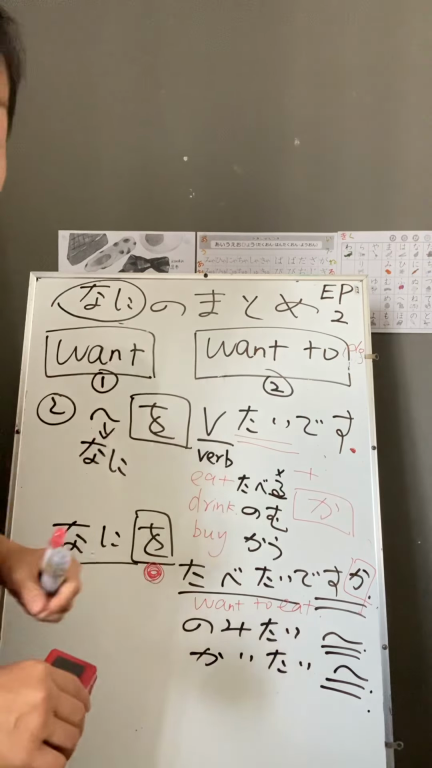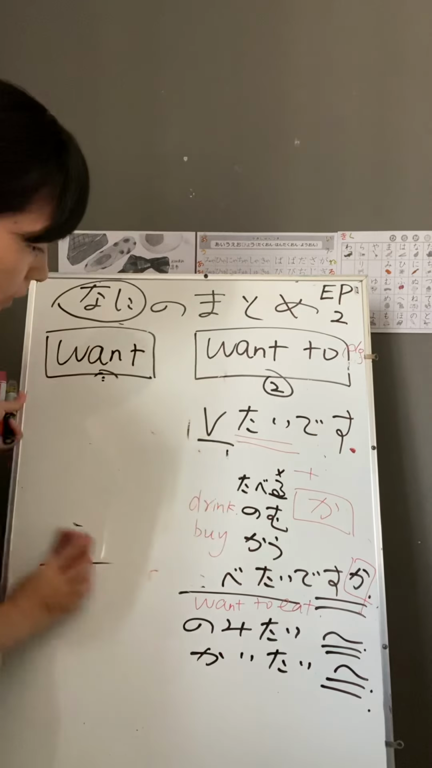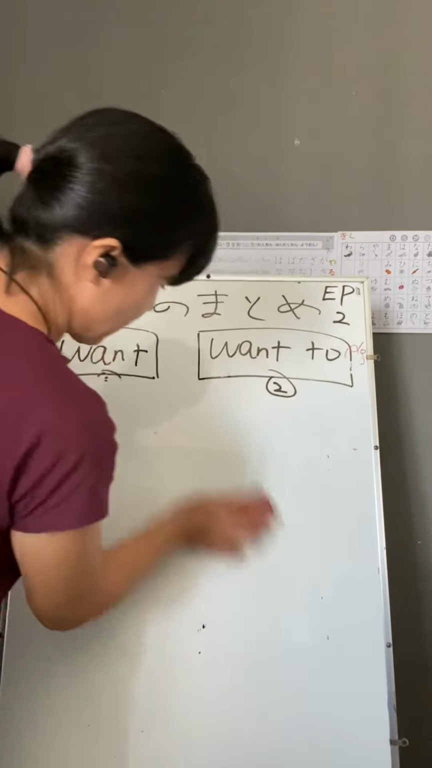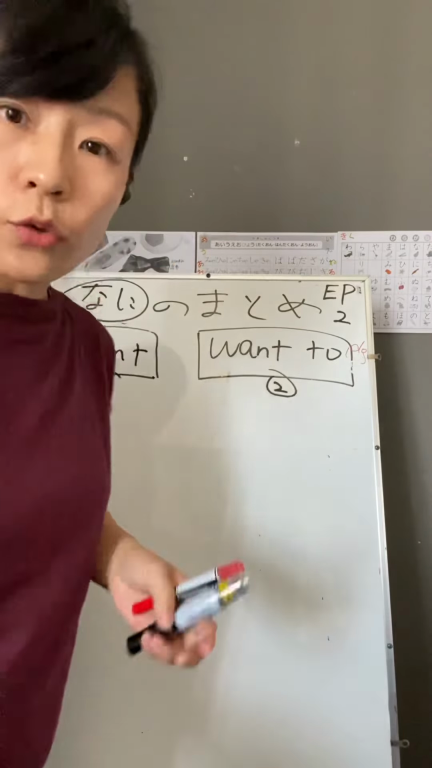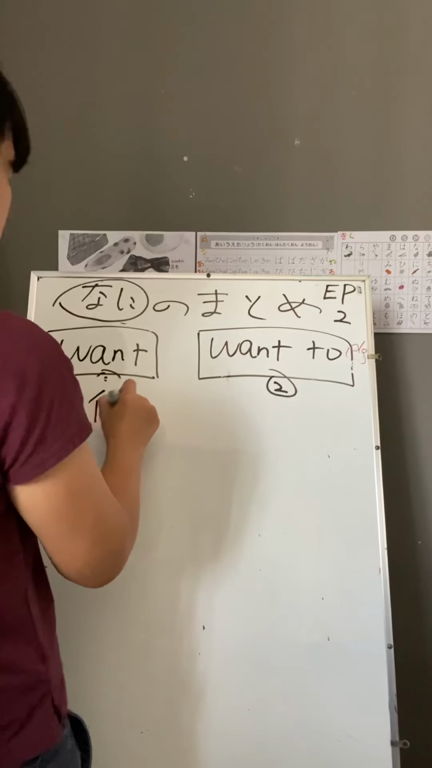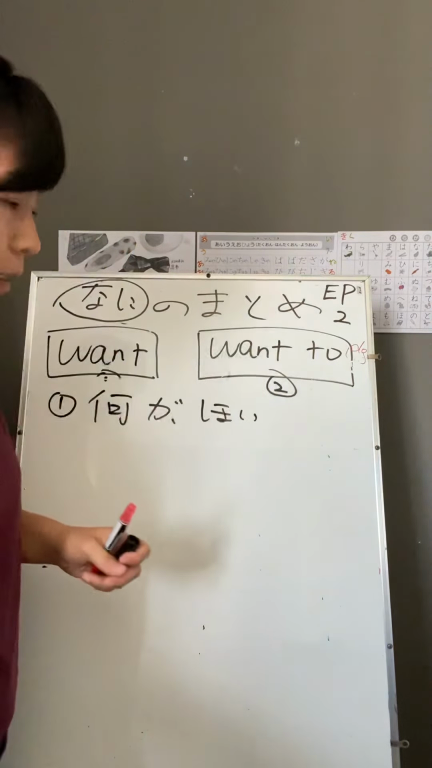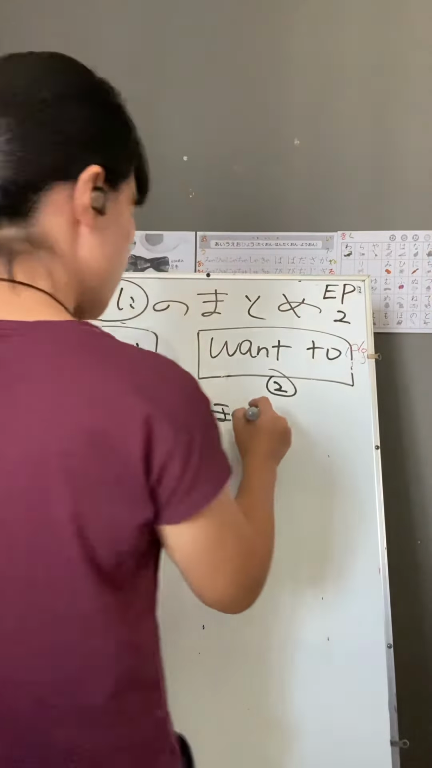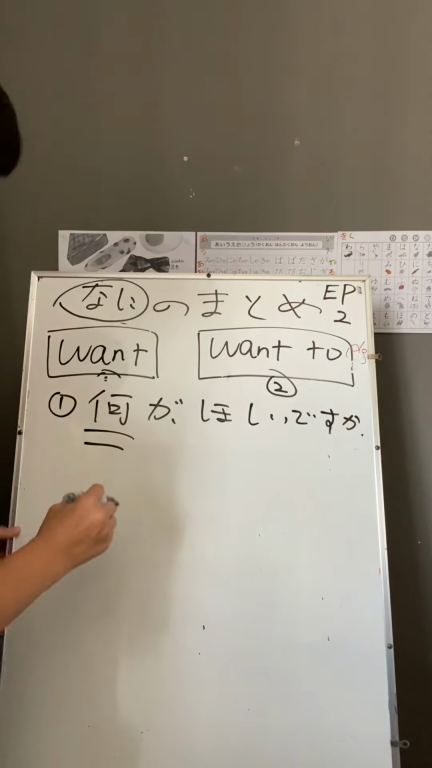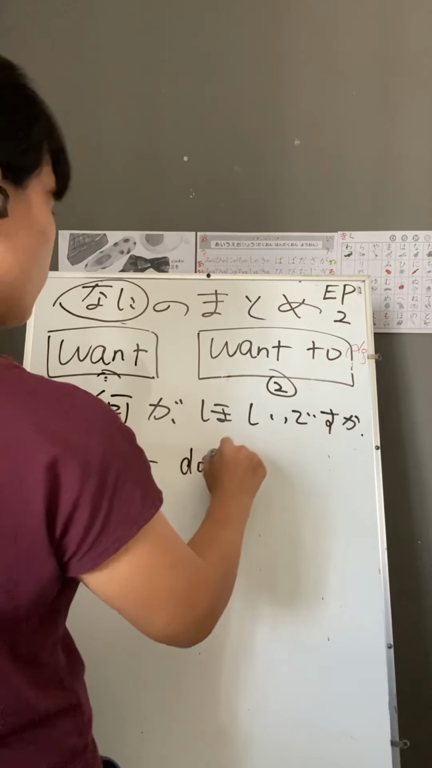Alright, today's summary, 何のまとめ. I'm just going to erase this and give you a very quick summary of the sentence pattern again, using 何. Number one, 何が欲しいですか? What do you want?